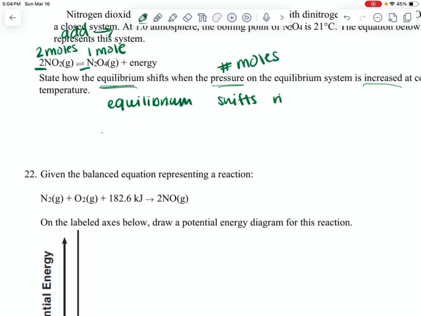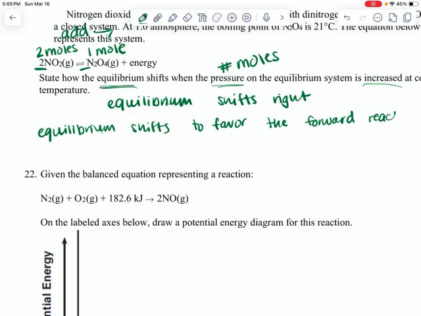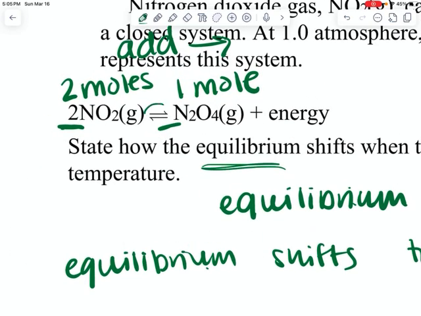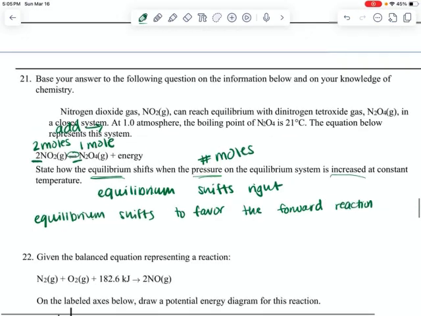Or you could say that equilibrium shifts to favor the forward reaction. Right? Because shifting right means that we are doing this forward reaction more frequently, right, to get it equal again.